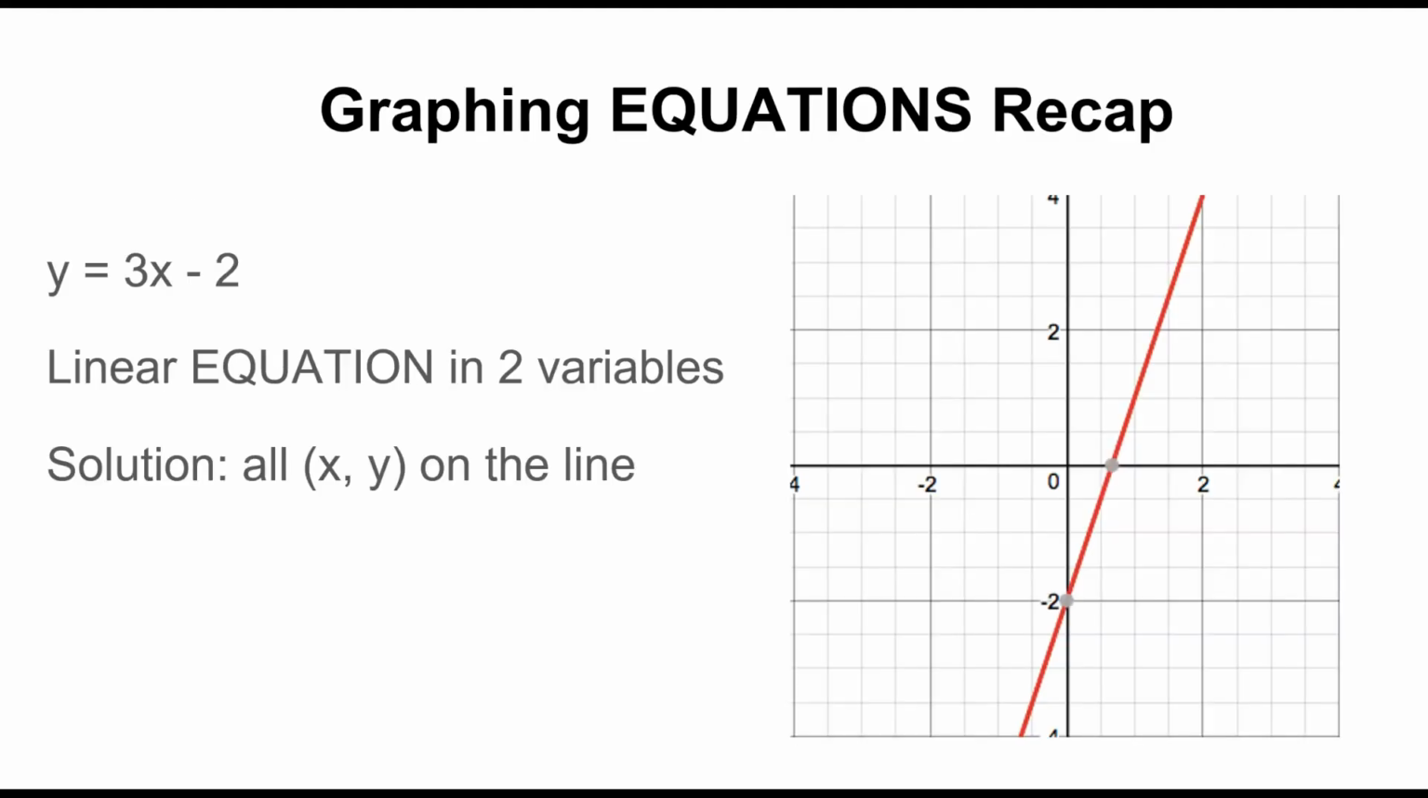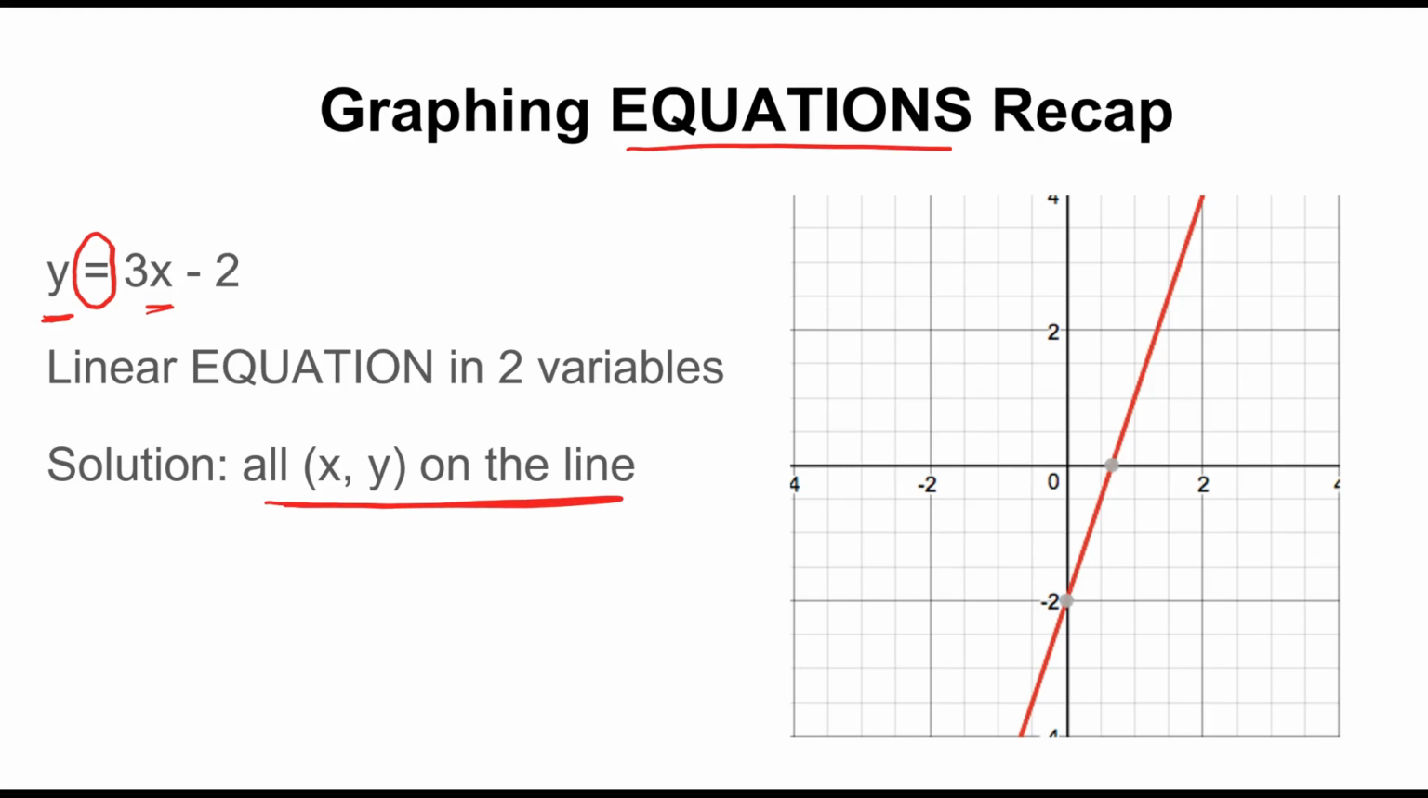Let's remind ourselves about linear equations. So again, a linear equation has an equal sign. It's got two variables, x and y, and then we can graph it using m and b. And all the solutions are on the line.